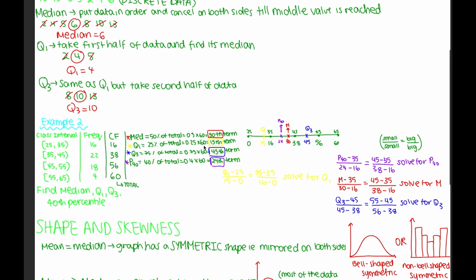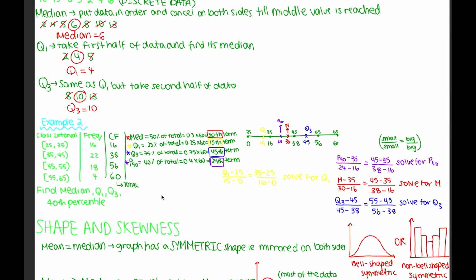Then for the median, since it's the 50th percentile, you do 50% of your total data values. So 0.5 times 60, because 60 is your total frequency. It's the 30th term. Q1 is at 25% of the total, so 0.25 times 60, the 15th term. Q3 would be 75% of your total, so 0.75 times 60, it would be your 45th term. P40 is the 40th percentile, so 40% of the total, 0.4 times 60, it's the 24th term.